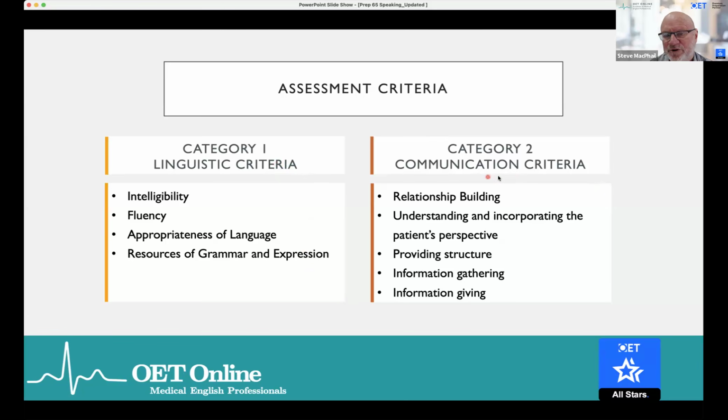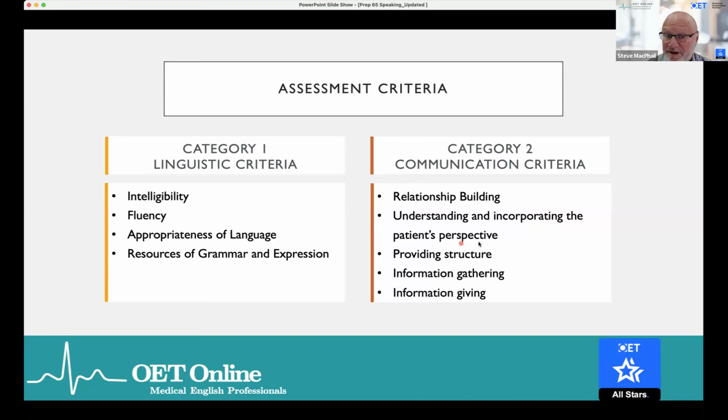However, category 2 is a communication criteria. Now, this is a clinical communication skills, relationship building. Are you able to build a relationship with your patient, build rapport, show empathy, make them feel good, and know that you're supportive? Very important.